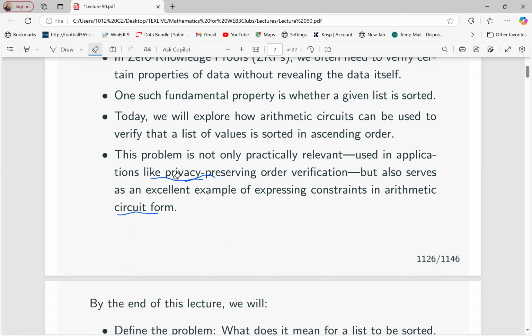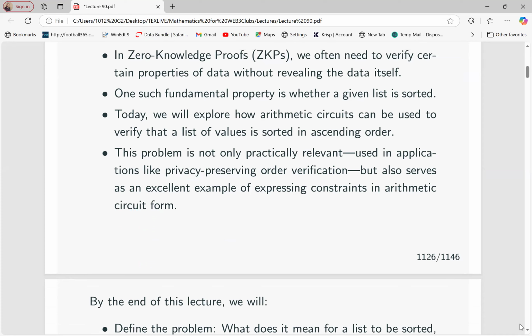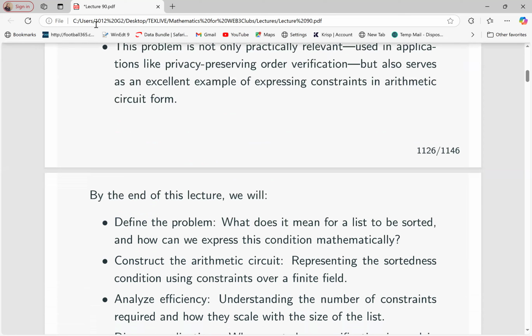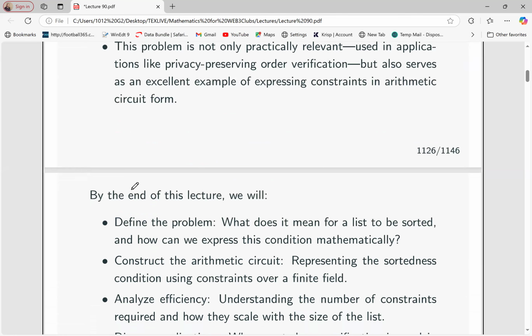These are the things you need to know. Our target is that by the end of this lesson, you should be able to know the following. One, you should be able to know what it means when we talk of a sorted list. What is a sorted list, in other words? And how can we express this condition mathematically? How can we express sorted lists mathematically? That is one thing we are supposed to know by the end of this class.